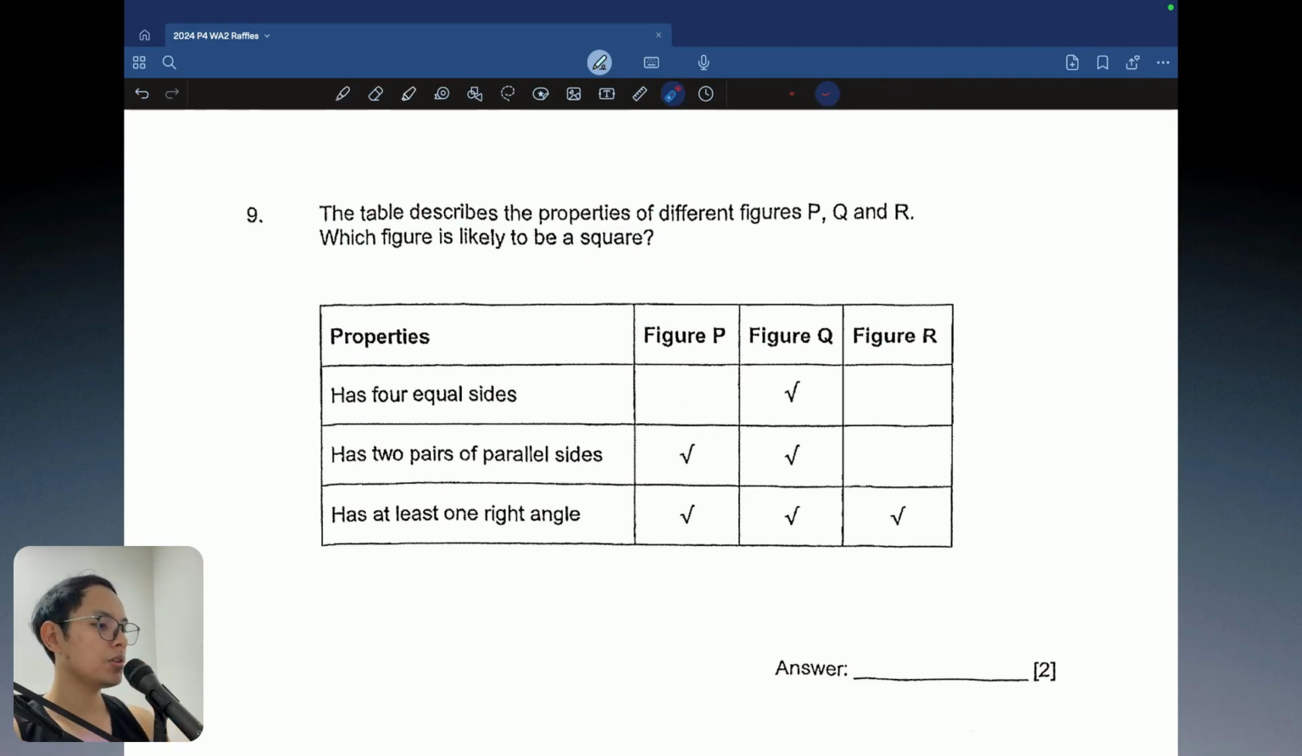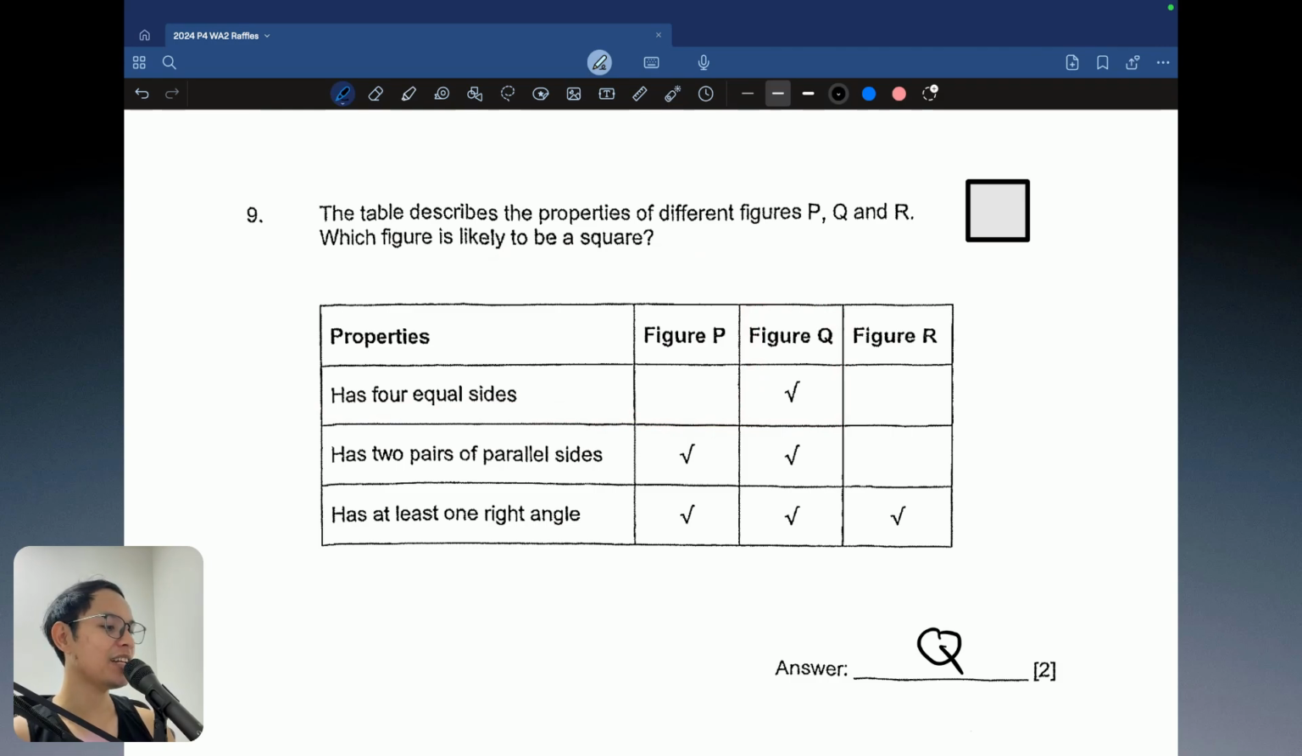Okay, so the table describes the properties of different figures P, Q, and R. Which figure is likely to be a square? So what is a property of a square? Let me draw a square. Okay, so what is a property of a square? I think this is actually pretty straightforward. A square has all equal sides. So it's 4 equal sides and it's Q. So since this is a square, to be honest, the answer is Q.